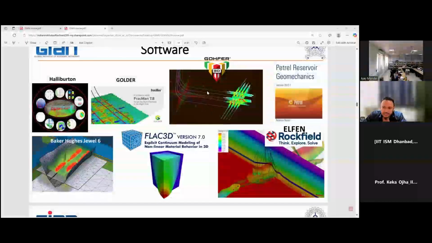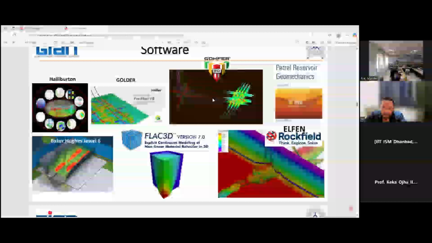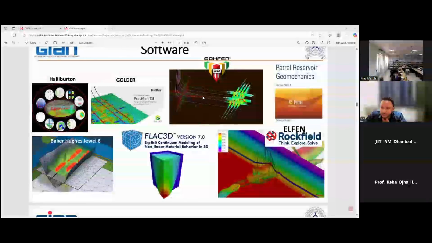One thing is this one. Okay, this software and all other software, they are continuum software. This means they do not model the natural fractures explicitly. Okay, implicitly they do some type of mathematical calculation to take into account the natural fracture effect, but they don't model them explicitly. But this one, it models, and this one, they model explicit natural fractures. You can actually put the natural fractures in the model.